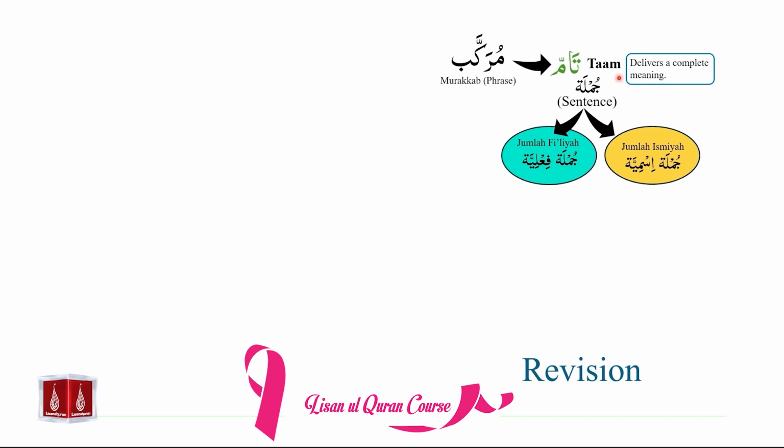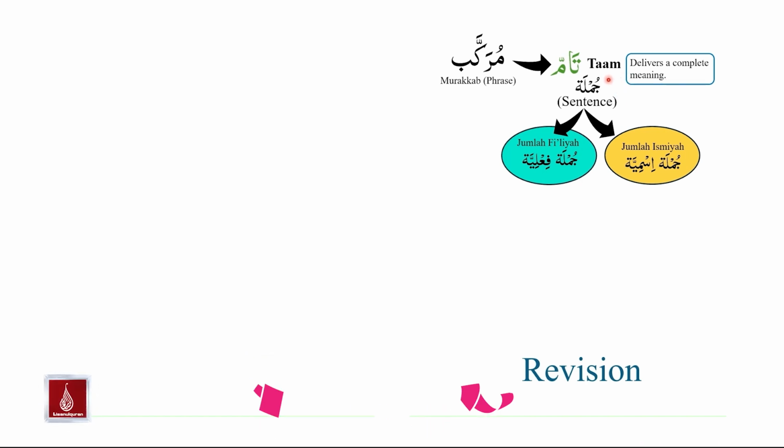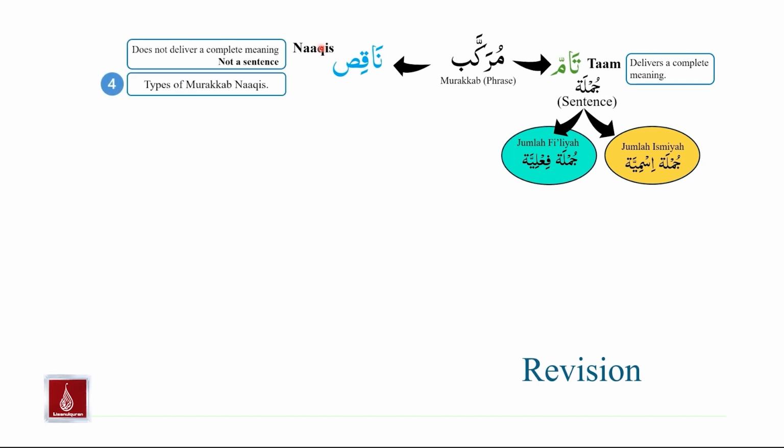Murakkab tam is also called jumla or sentence, and there are two types of jumla in Arabic grammar. The first is jumla ismiya, which we studied, and the second is jumla fe'liya, which we are studying at this time. The second type of murakkab is murakkab nakis. Murakkab nakis does not deliver a complete meaning. Murakkab nakis is not a sentence, and we studied that there are a total of 4 types of murakkab nakis.